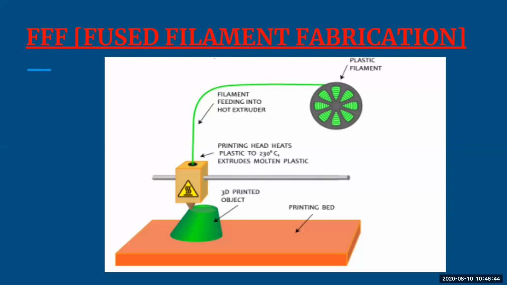So in fused filament fabrication, to create the 3D printed objects, we are going to use molten plastic. This is nothing but raw plastic which is melted, and using that you are going to design a new set of plastic. There is a nozzle there. You can see the nozzle, which can move either horizontally or vertically. This molten plastic is melted at 230 degrees, and it will help you to design a new 3D object.